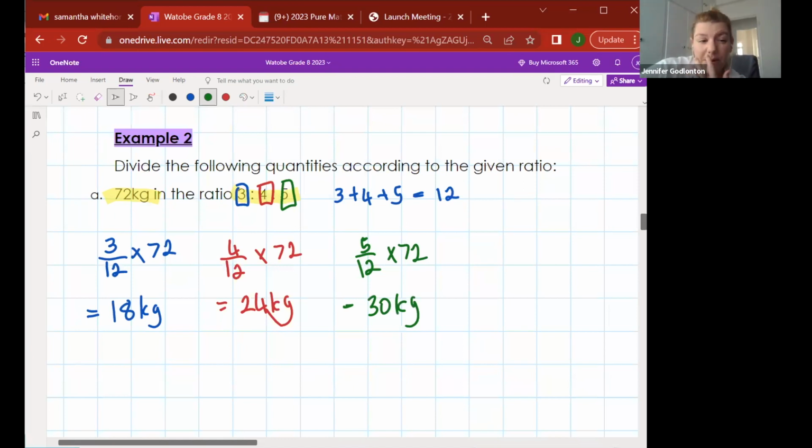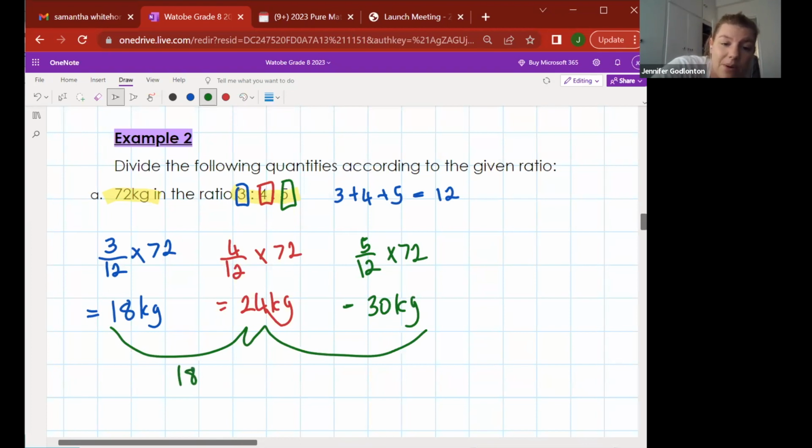And then to check that we're 100% right, we want to add all of these up. And when we add them up, if we don't get 72, then we know we've gone wrong somewhere, because we need to get that end quantity. So this is one way of doing it.